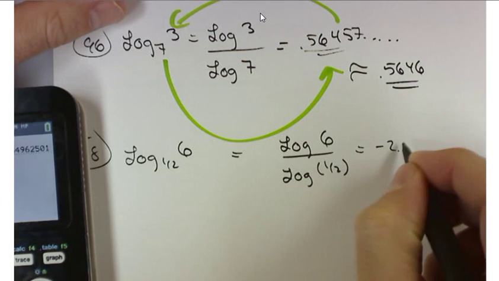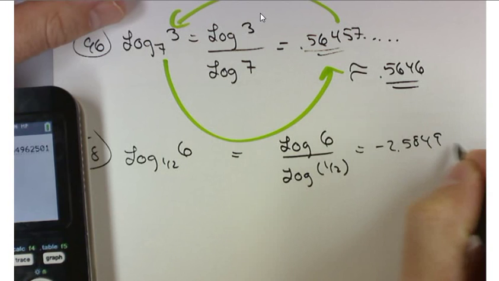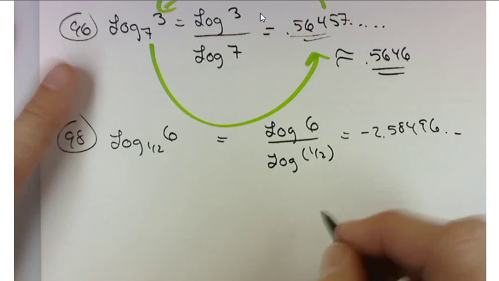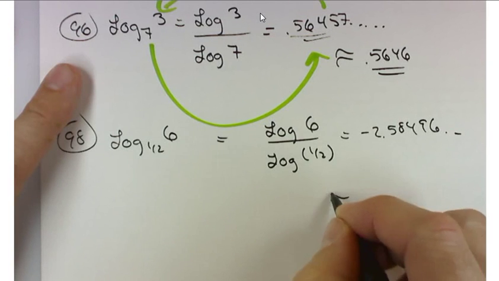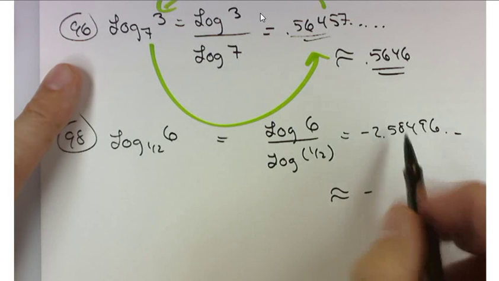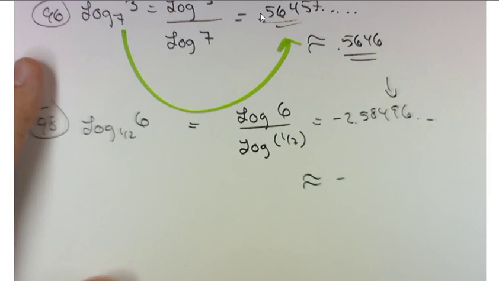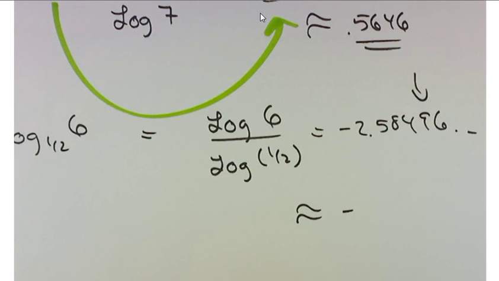Negative 2.5849, 6, etc. Ooh, here's a good one. Let's round this to the nearest 10,000th. Ooh. Let's see what that one's going to look like.